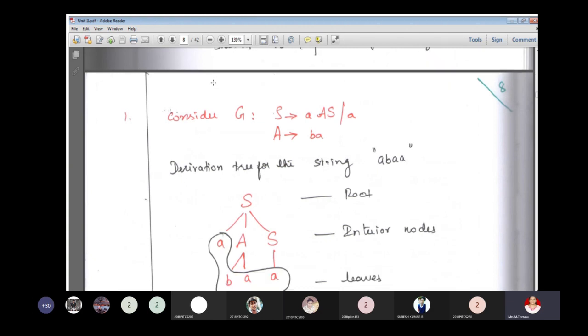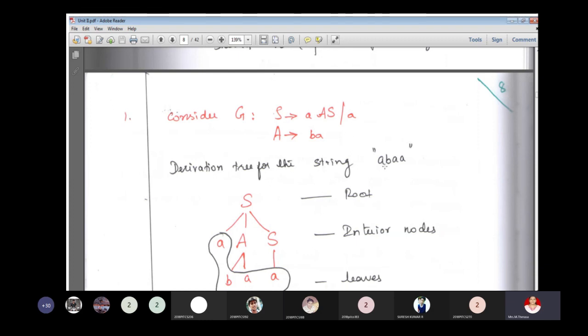Consider a grammar G with the production rules: S → aAS or a. Always, the lowercase letters represent the terminals and the uppercase letters represent the variables. So here you have two variables, S and A, and two terminals, a and b. And there are three production rules. Okay, and the derivation tree for the string abaa.